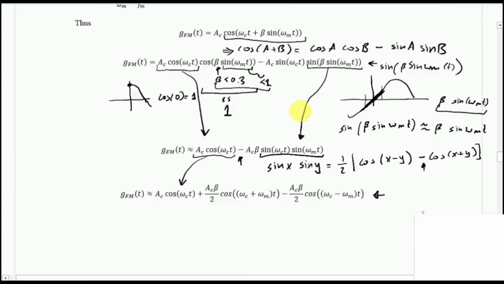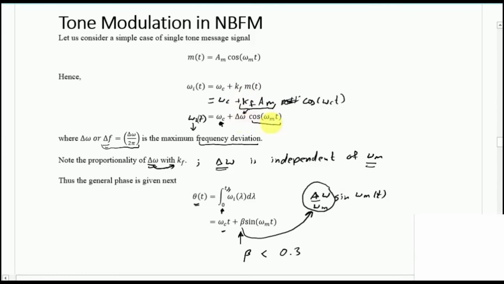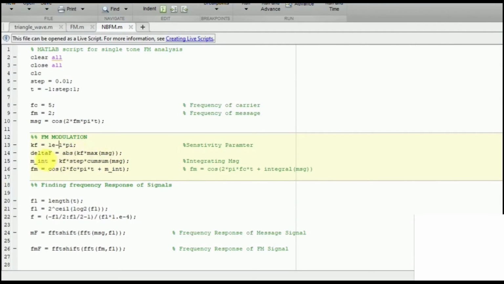This we have discussed previously. So the delta is the maximum value. The cos function is oscillating between +1 and -1. So when the cos function is +1, the deviation would be maximum, whatever it is. So this whole thing is giving us the maximum deviation, which we have expressed as delta f, the absolute value of kf times the maximum of the message.